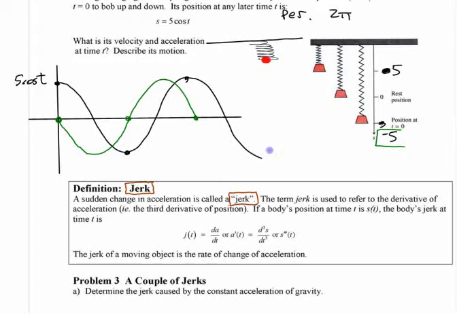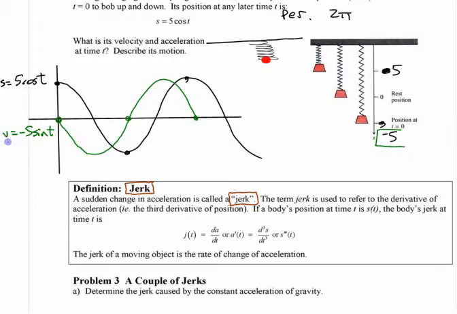It's going down, so the velocity is negative. I reversed the numbers on there, that's why, because it's too hard to think about them when they're the other way around. This was the position, S. The green one is the velocity. What is the function for the velocity here? It's negative 5 sine t.